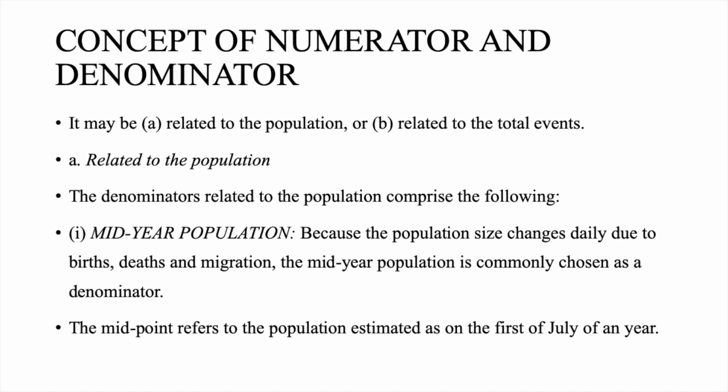The mid-year population. Because the population size changes daily due to births, deaths and migration, the mid-year population is commonly chosen as a denominator. Mid-year population refers to the estimate as on the 1st of July of any year. And this is an important question, a viva question you will be asked by the examiners: what is the mid-year population?